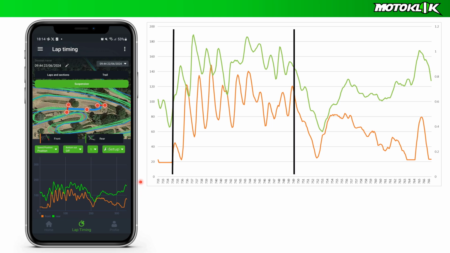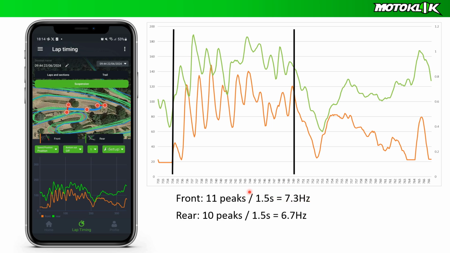If we take this section of the track and we know that it takes 1.5 seconds to travel from this black line here to this black line here, and do a small calculation where we count the peaks: 1, 2, 3, 4, 5, 6, 7, 8, 9, 10, 11, and divide that by the time of 1.5 seconds, that means on average we have a frequency here of 7.3 hertz. We can do the same for the rear, which then gives a frequency of 6.7 hertz because there were only 10 peaks. So this means in theory that if we use the Nyquist theorem, we only need a sample rate of 14.6 hertz to retain the information from this graph.